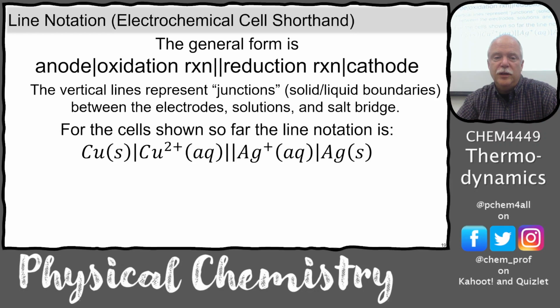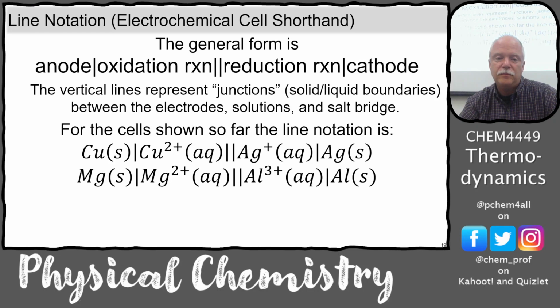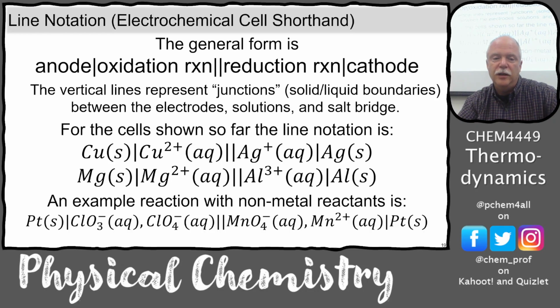So here's some of the fuel cells that we've seen. It's always in this order alphabetically. So copper is the anode because it's listed first, and silver is the cathode because it's listed last. And here's magnesium and aluminum. So these are good cells you can get voltage out of. And then here's an example where you have non-metal reactants taking place with platinum electrodes.